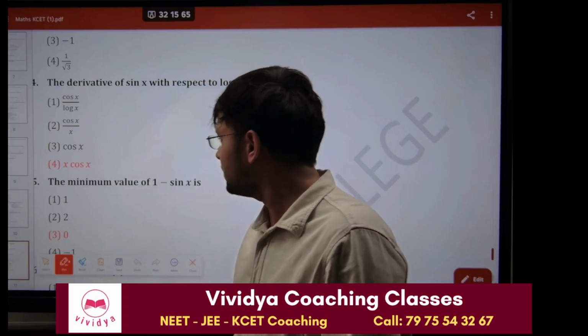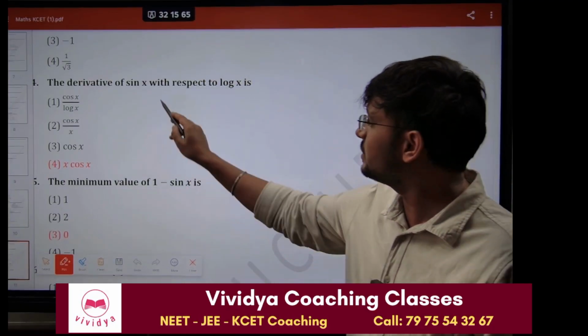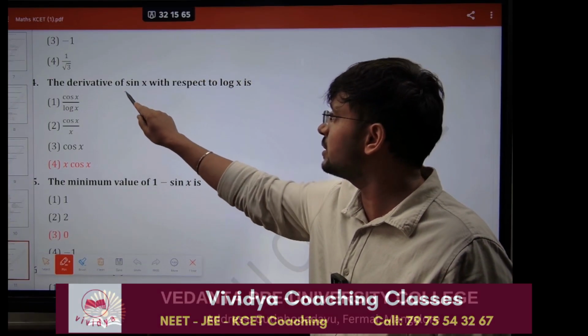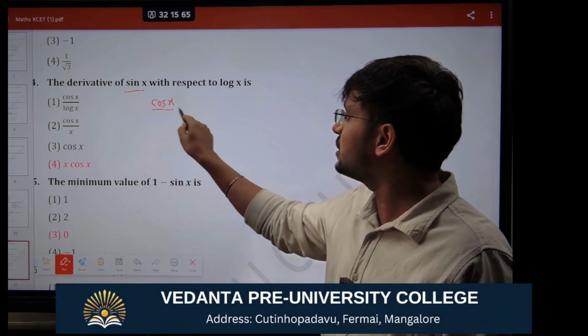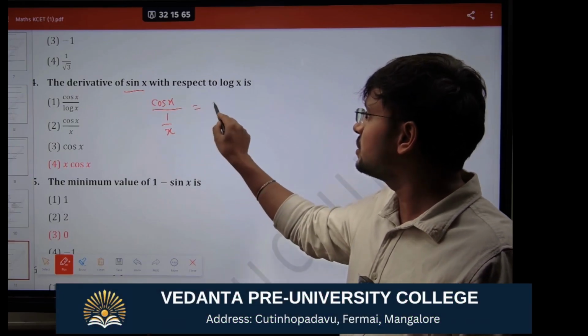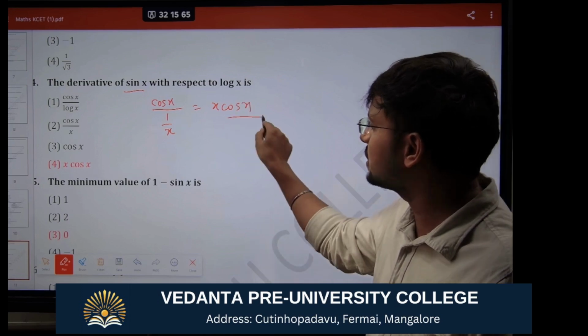Now again, this is easy. Derivative of sin x with respect to log x. So what is the differentiation of sin x? Cos x. What is the differentiation of log x? 1 by x. So answer will be x cos x.